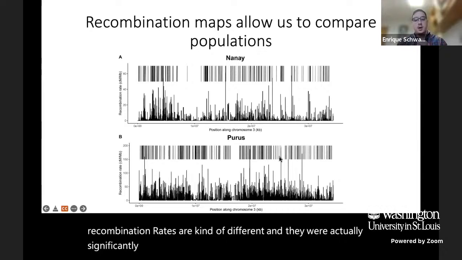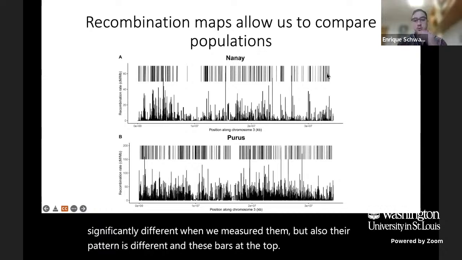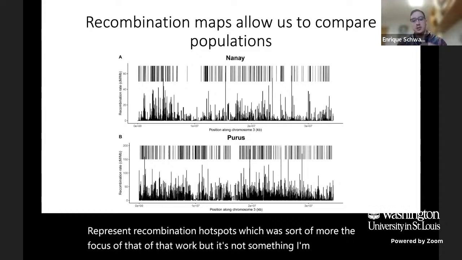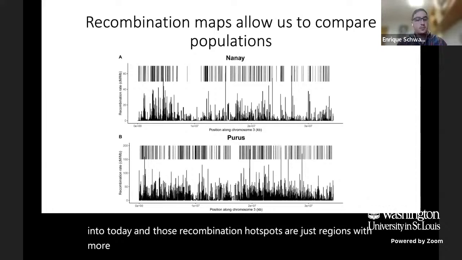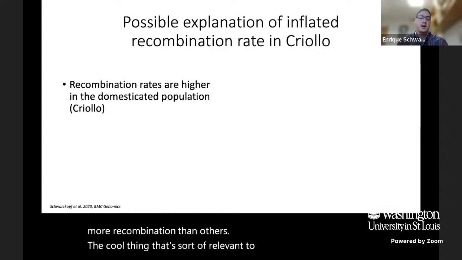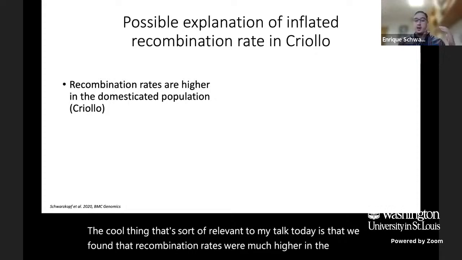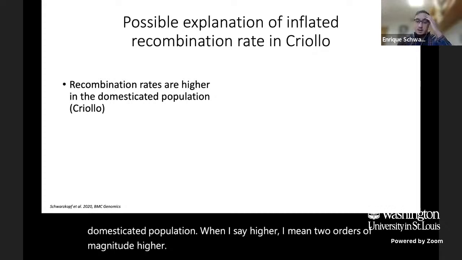But also their pattern is different, and these bars at the top represent recombination hotspots, which was more the focus of that work, but it's not something I'm going to get into today. Those recombination hotspots are just regions with more recombination than others. The cool thing that's relevant to my talk today is that we found that recombination rates were much higher in the domesticated population. When I say higher, I mean two orders of magnitude higher, which was really exciting because it matches the findings of Rosa Ibarra to some extent.